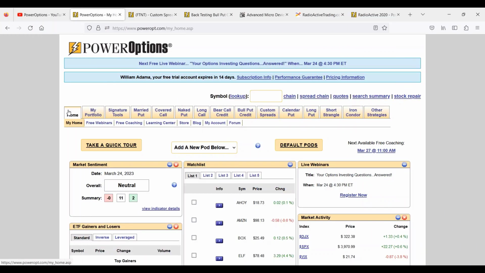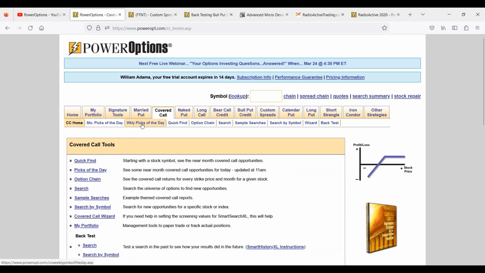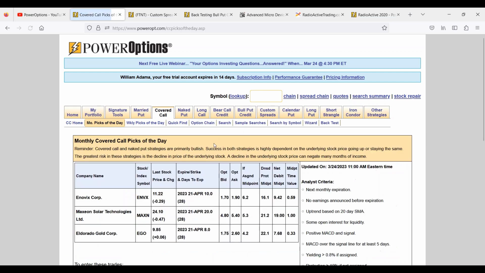Now, earlier today, Scott had sent me an email. I just want to cover this very quickly, related to what's called the picks of the day tools for covered calls, for naked puts. We've even shown bull put credit spreads as well. So what are these weekly picks of the day and the monthly picks of the day?